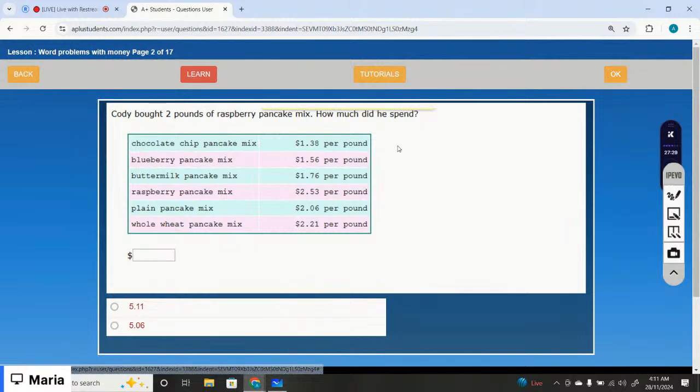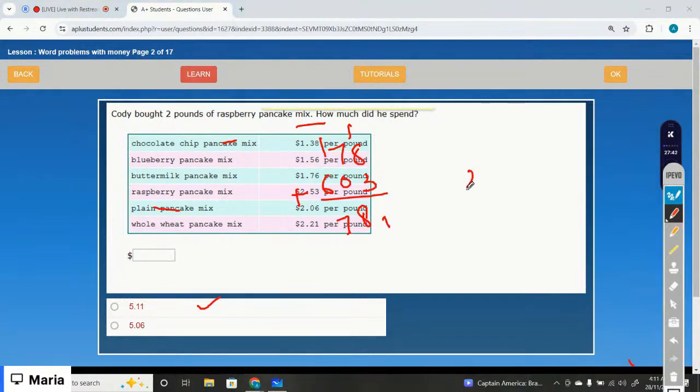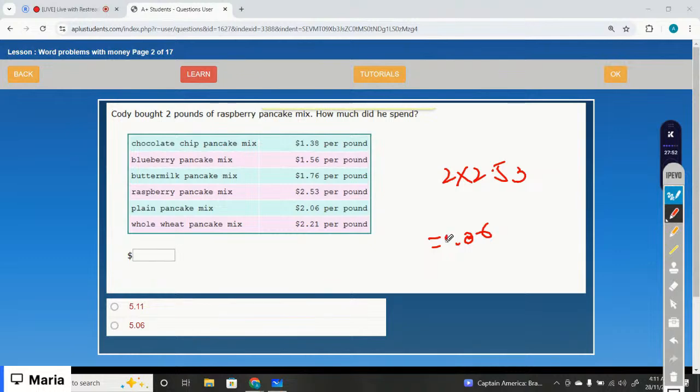So the raspberry pancake mix is $2.53. So that makes 2 pounds, so you have to do 2 times 2.53. So which is the correct option? 2 times 3 is 6. 2 times 5 is 10. 2 times 2 is 4 and 1, 5. So that is 5.06. Option number 2 is the correct option.